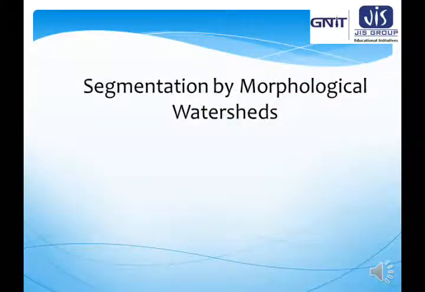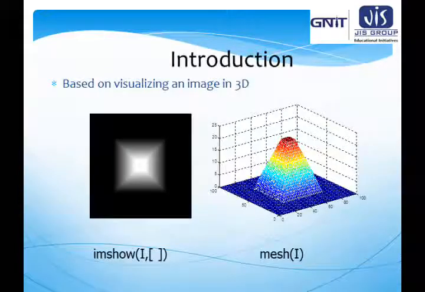Now moving forward to the next topic, which is segmentation by morphological watersheds. Watersheds is a very important parameter which is used for the segmentation process. We will discuss this watershed algorithm.